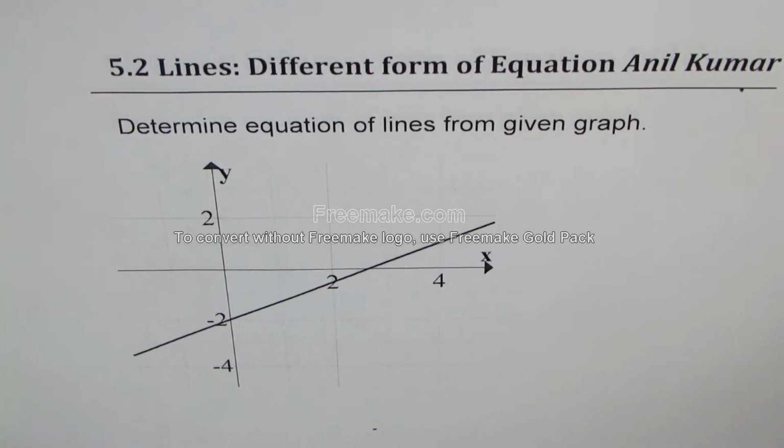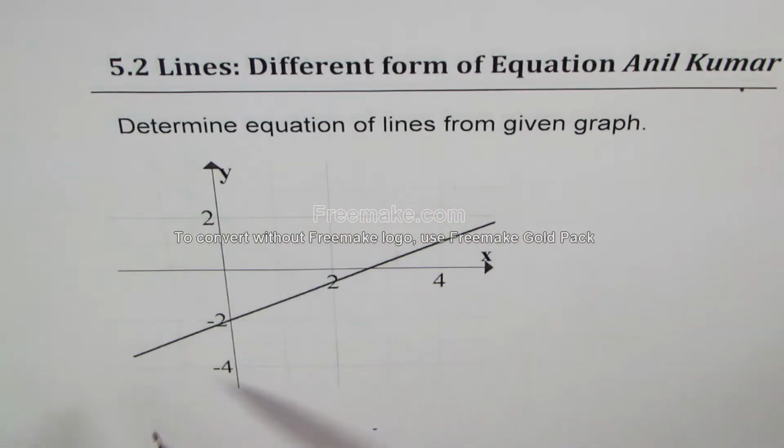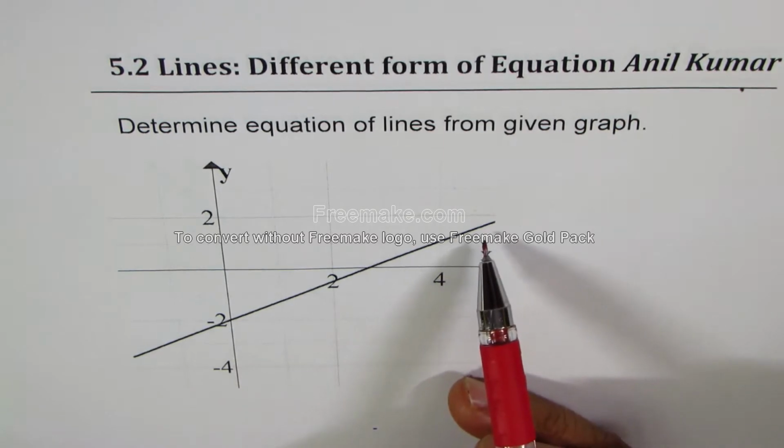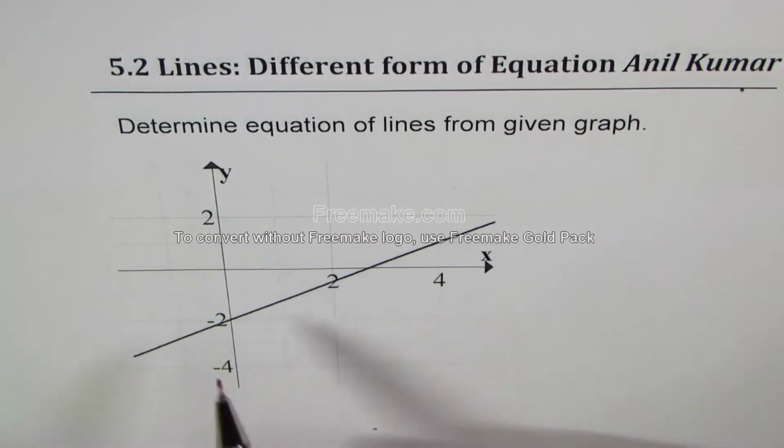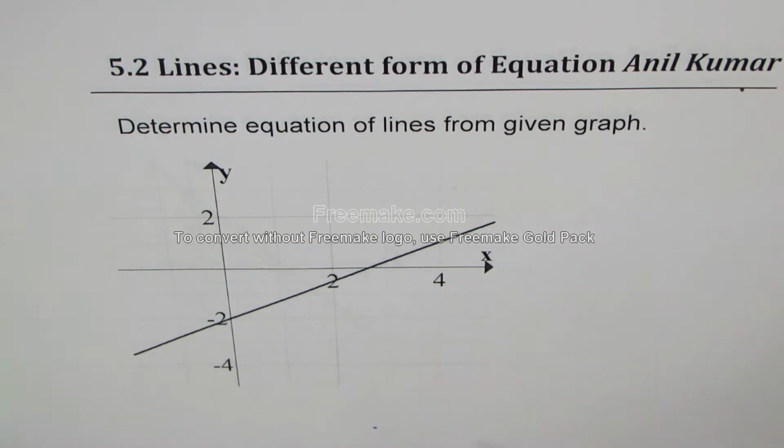I'm Anil Kumar, and in this video we will learn how to write the equation of a line from the given graph. So we'll have three examples in this particular video. The first one here is to determine the equation of the line from the given graph. Here we have a graph of a line which is increasing with a y-intercept of -2. You need to write the equation of this line in two forms.